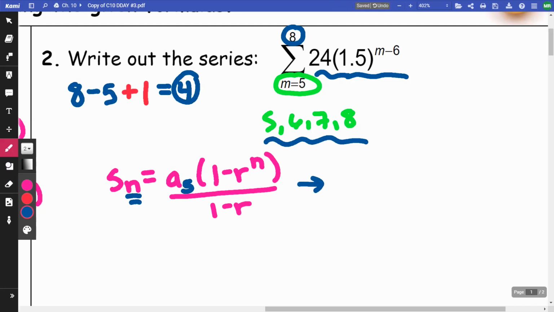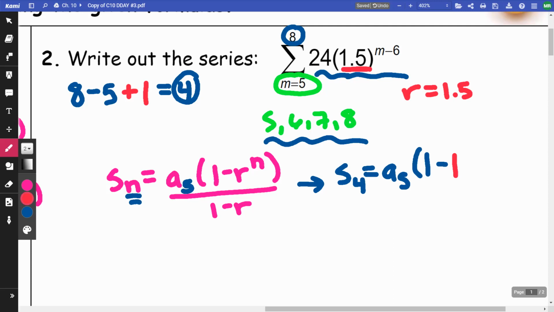So I am really going to be finding S sub 4 is equal to my 5th term, which is the first one they want me to do, times 1 minus, and my r in this case is what I am raising to a power. So my r is going to be 1.5, times 1.5 to the power 4 all over 1 minus 1.5.